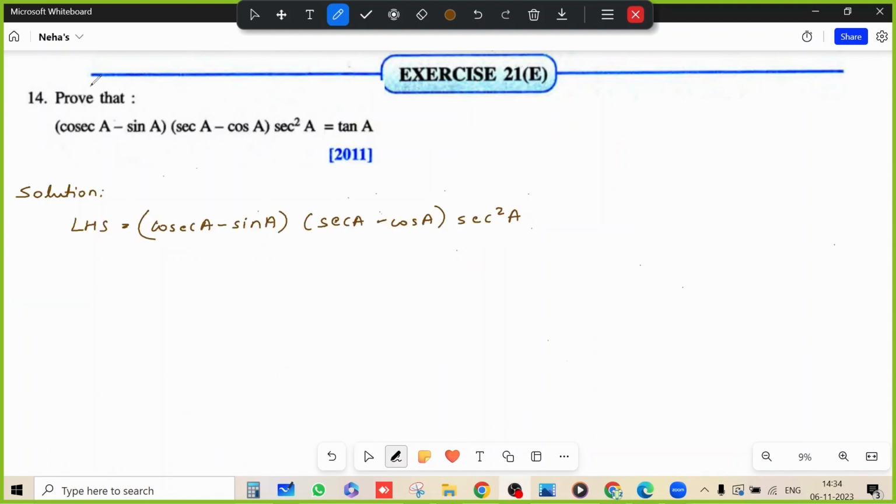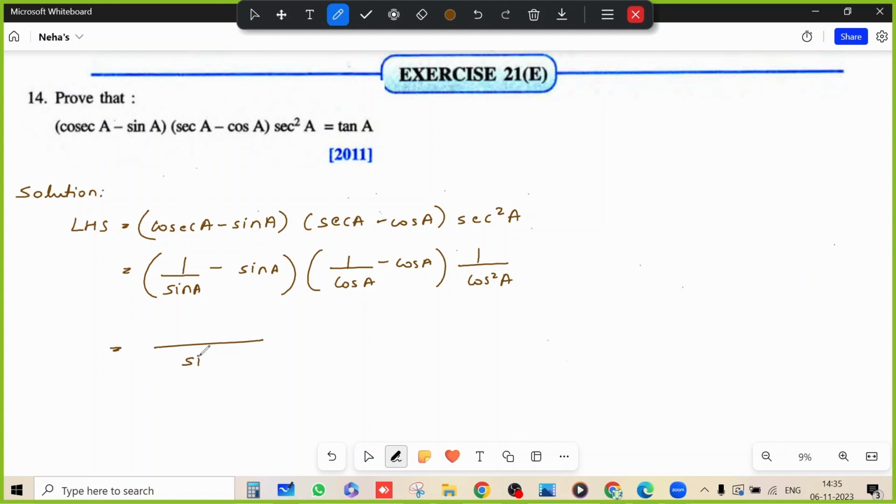The question number 14 is, prove that cosec A minus sin A into sec A minus cos A into sec square A is equal to tan A. So we will begin with the left hand side. Now we can write it as 1 by sin A minus sin A into 1 by cos A minus cos A into 1 by cos square A. This is because cosec A is equal to 1 by sin A, sec A is equal to 1 by cos A, and sec square A can be written as 1 by cos square A.